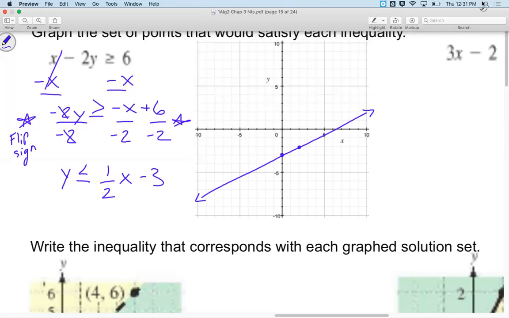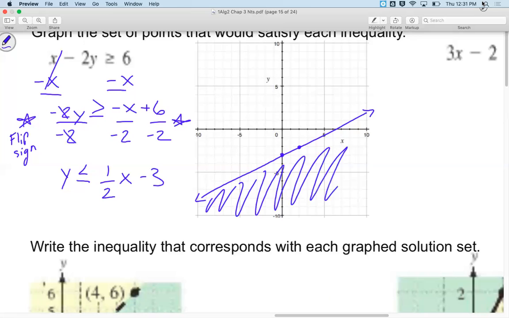Now, am I eating the y? No, so y is less than, right? Where are the points less than negative 3? This way or that way? Down. You okay with that, Hansi? Yep. All right.